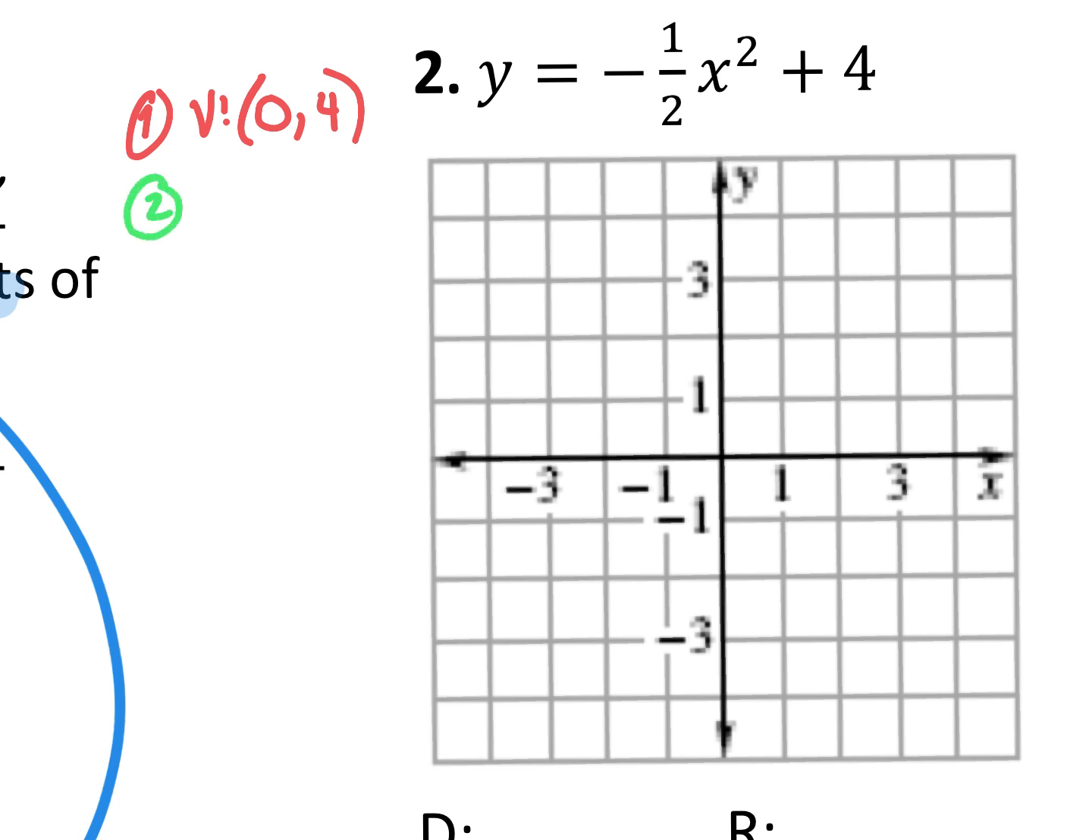So let's go to 0, 4. That's up here. Axis of symmetry, right through that vertex. What's the equation of that axis of symmetry? X equals 0. Yep, 0. And then we move on to the pattern to get some coordinates.